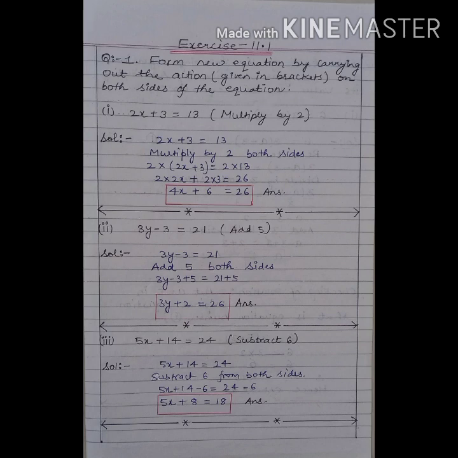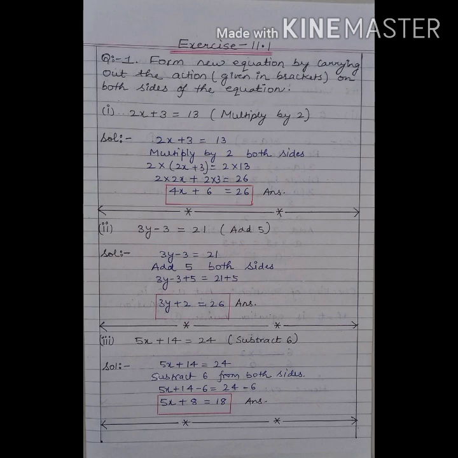The given equation is 2x + 3 = 13. And the action we have to perform is to multiply this equation by 2. So first of all, we will write the equation 2x + 3 = 13. Then multiply by 2 on both sides.